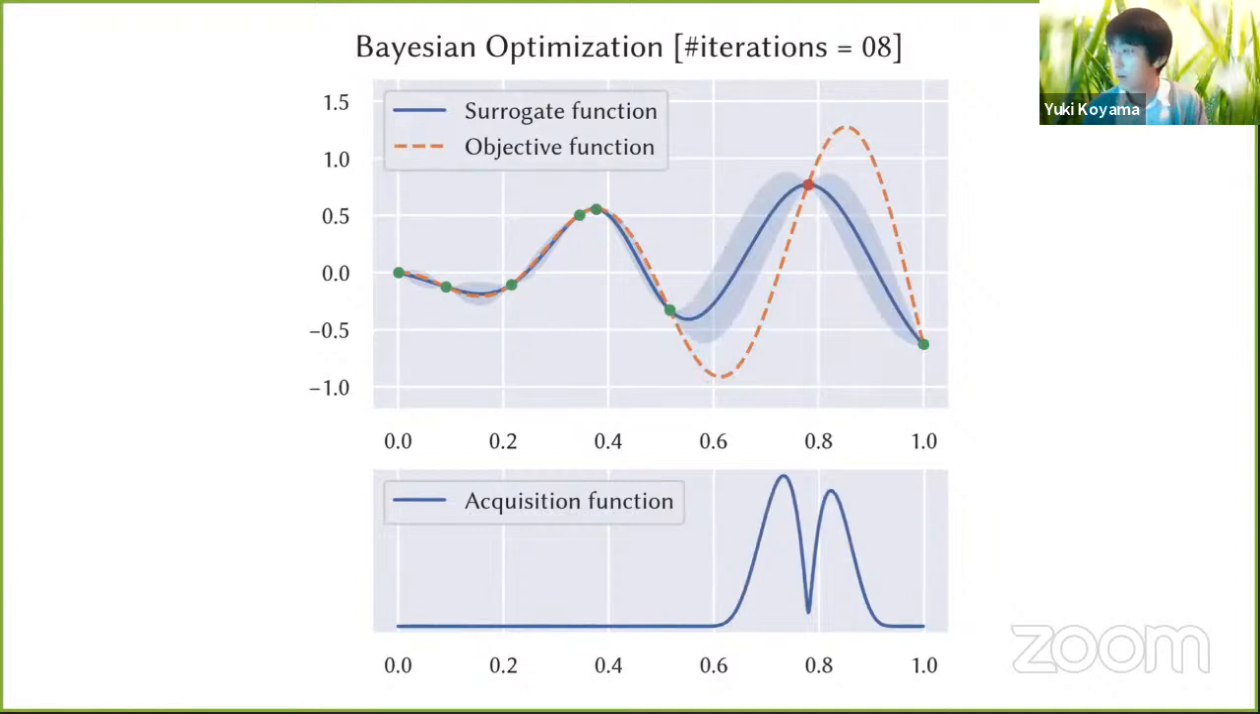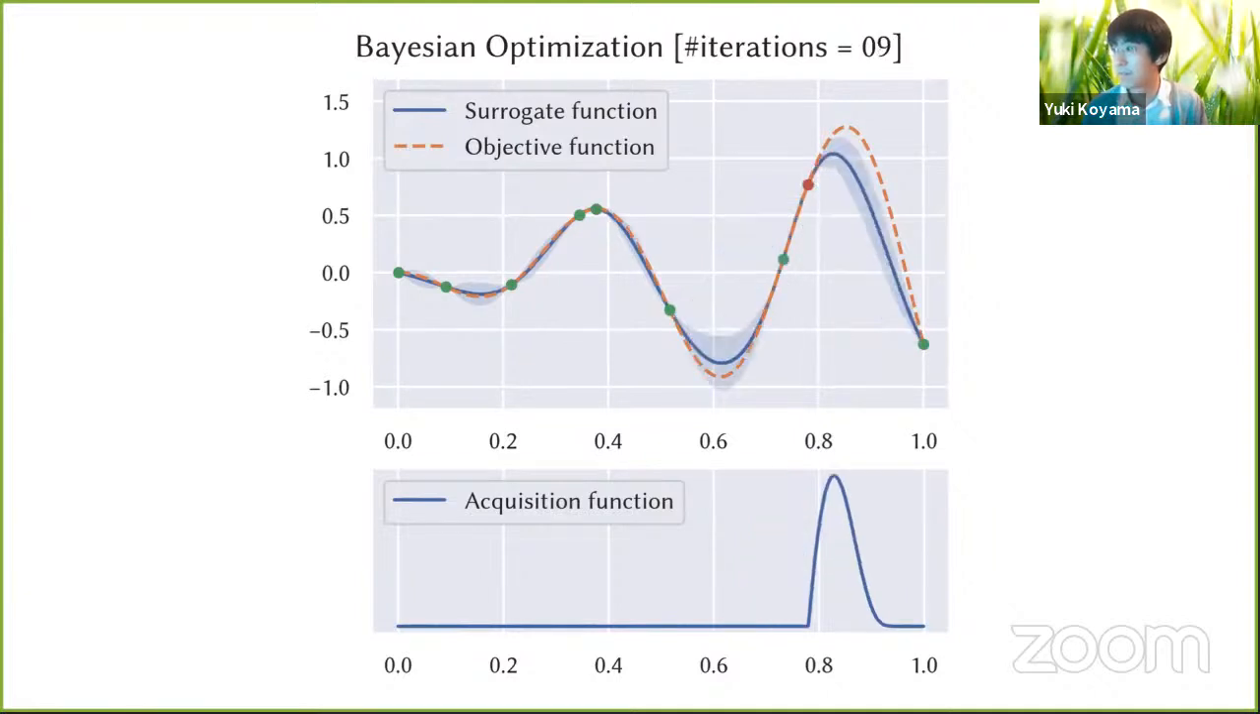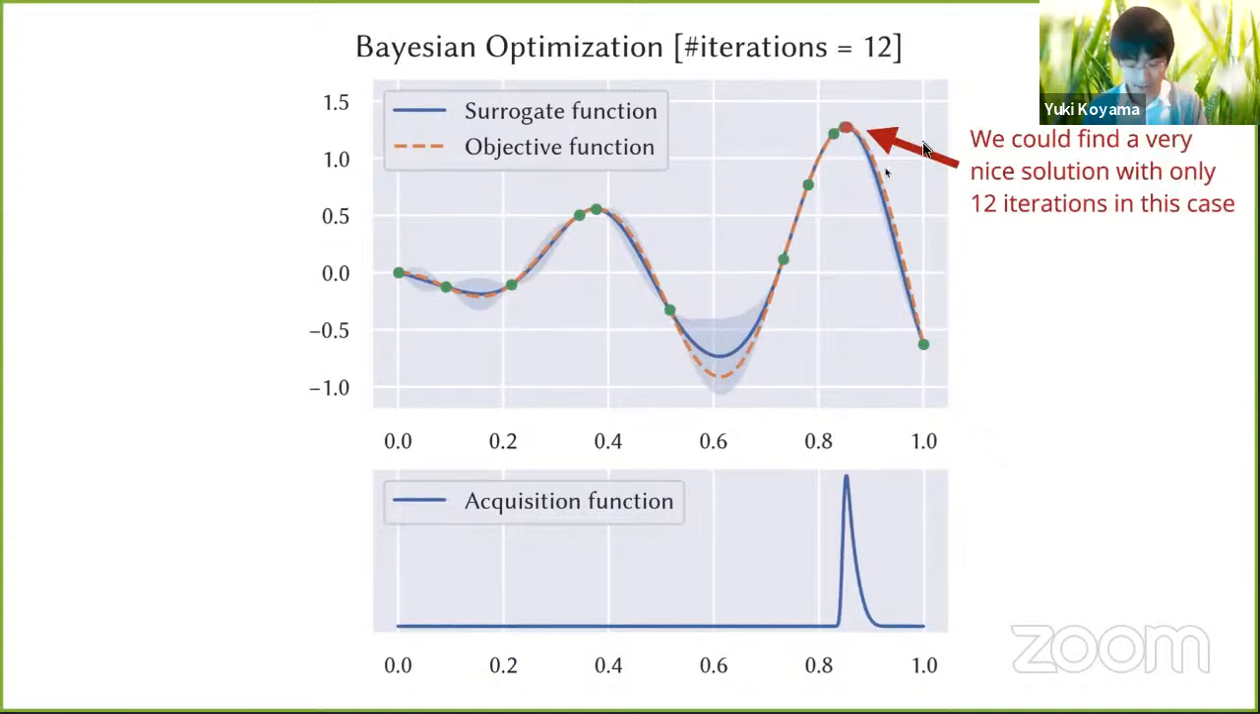Then it becomes like this. And finally, we could find a very nice solution with only 12 iterations in this case, which is very efficient, I think.